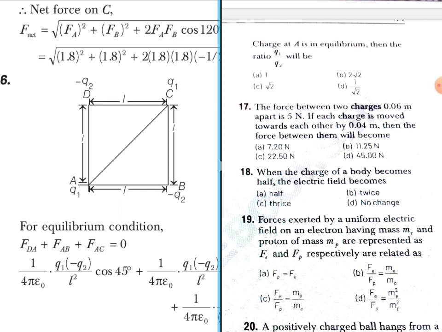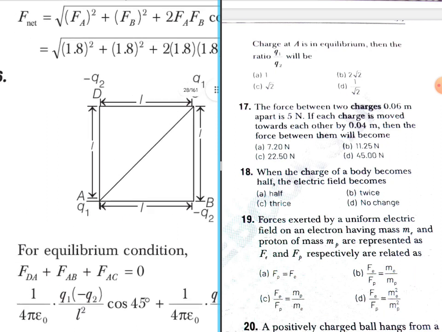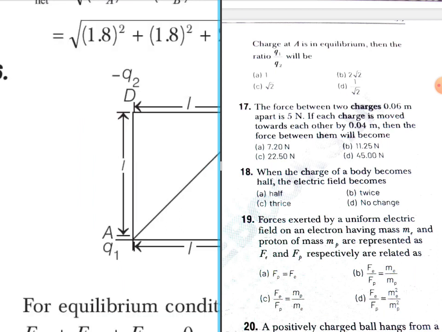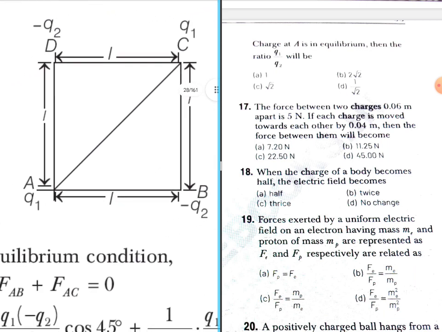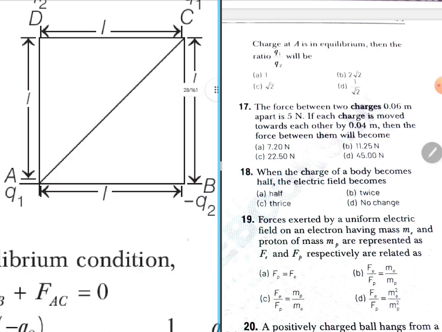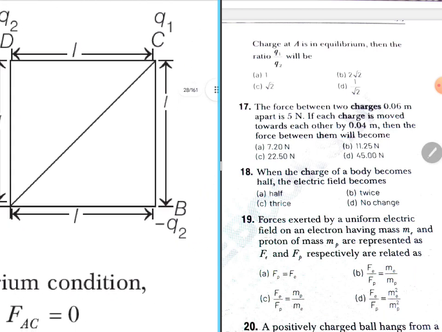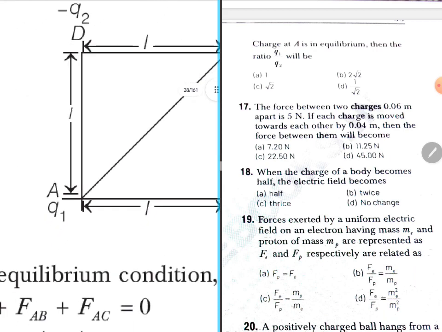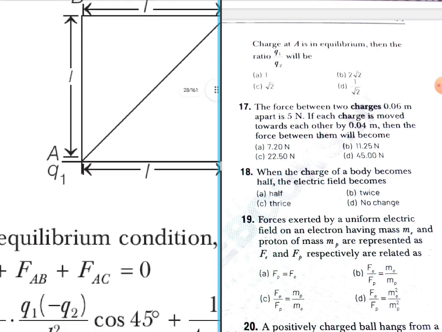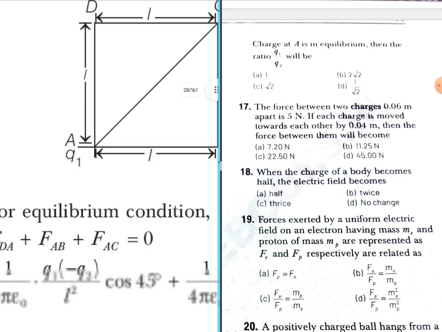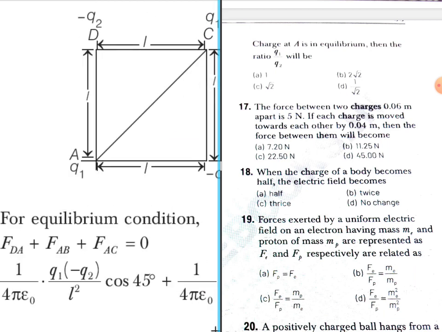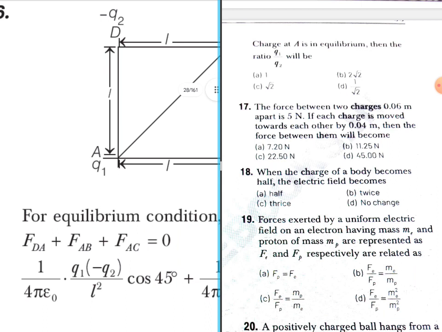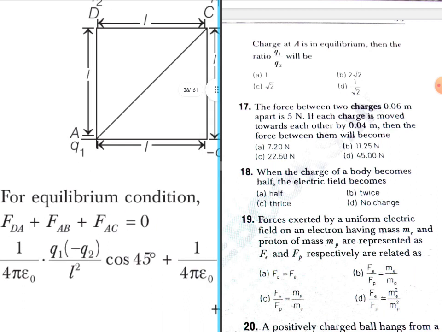So you know that the charge at D is negative, so it's going to be attracting it. And this minus Q2 here on the right side at the bottom is also going to be attracting it. And the Q1 is positive, this extreme diagonal is going to be repelling it. And so it's been given that these forces FDA plus FAB plus FCA is equal to 0 for it to be in equilibrium.